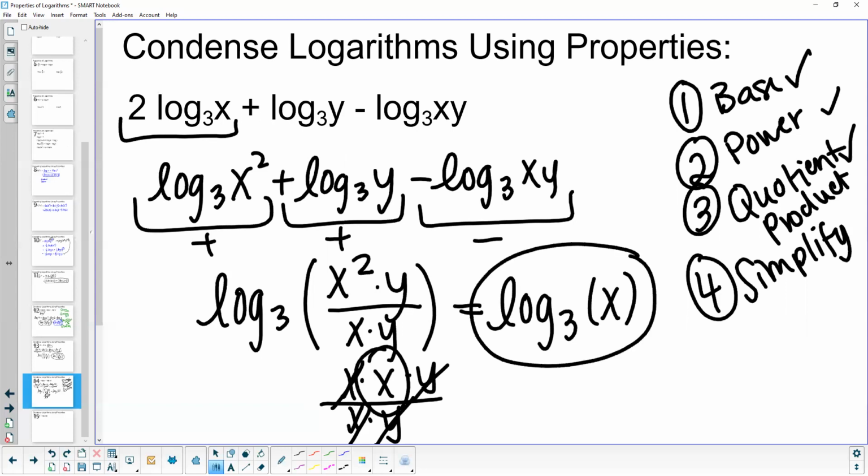And let me tell you, 2 log base 3 of x plus log base 3 of y minus log base 3 of xy is way more complicated than just telling someone log base 3 of x. And that's ultimately the reason why we want to condense: to see how simple I can write it. And sometimes by expanding and then condensing what we've expanded, we can get something significantly simpler.